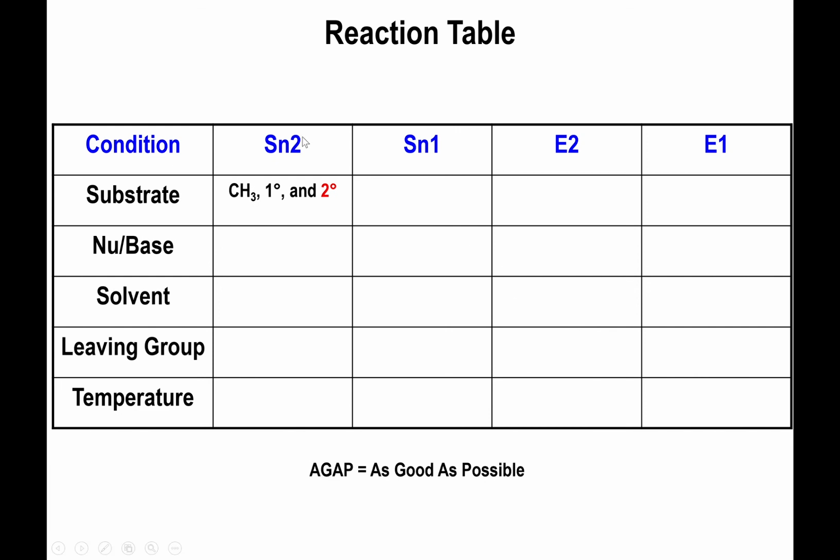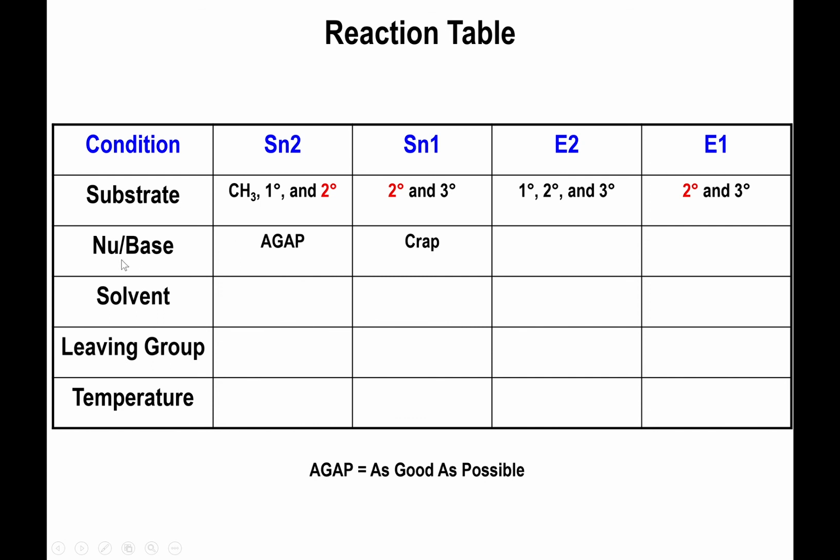An SN2 reaction can happen if the substrate is methyl, primary, or potentially secondary. An SN1, on the other hand, can only happen with secondary or tertiary substrates. Your E2 reaction can happen with primary, secondary, tertiary, but not methyl. And your E1 reaction can happen with secondary or tertiary. So the E1 and the SN1 are pretty much identical in that regard.